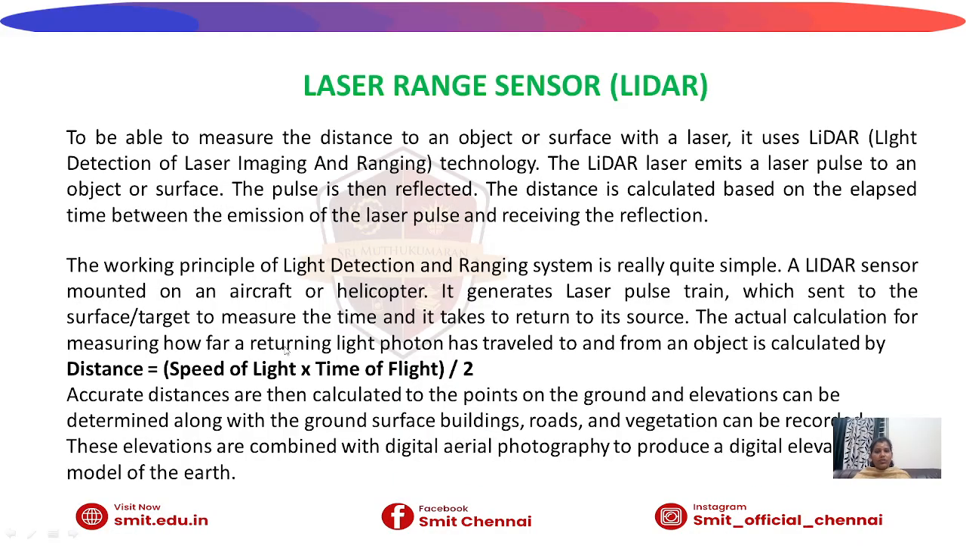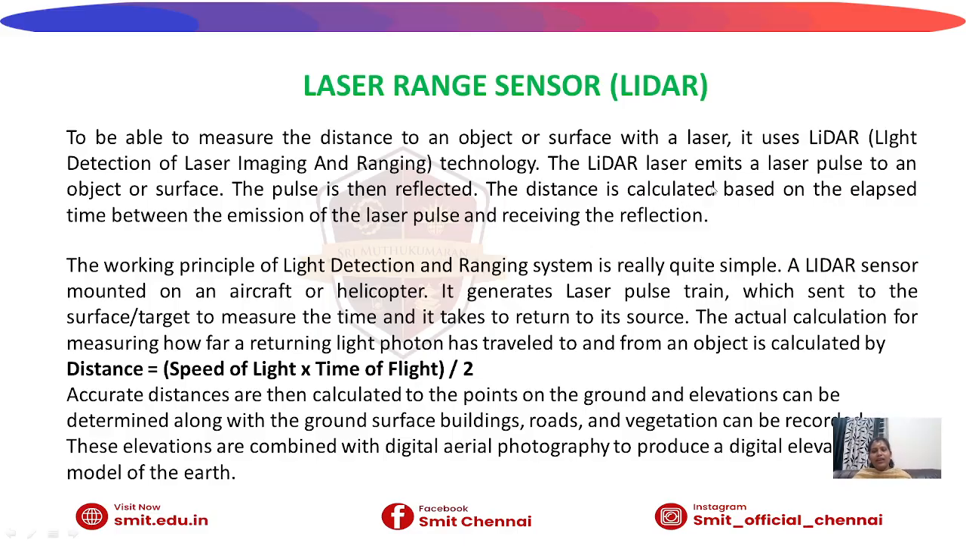These are the types. Next one is a laser range sensor, LiDAR. A laser range sensor measures the distance to the object or surface with the laser. It uses LiDAR, light detection and ranging, which is laser imaging and ranging technology.